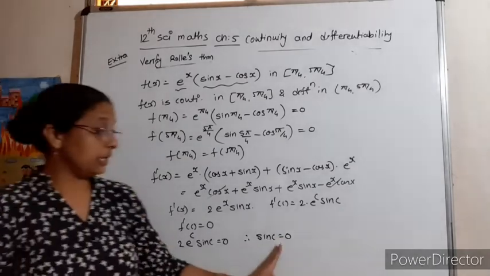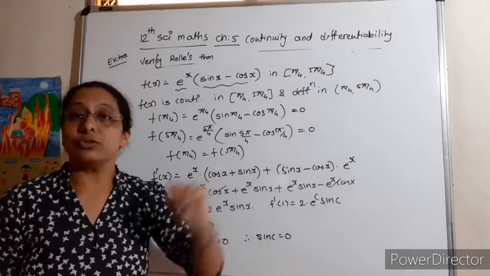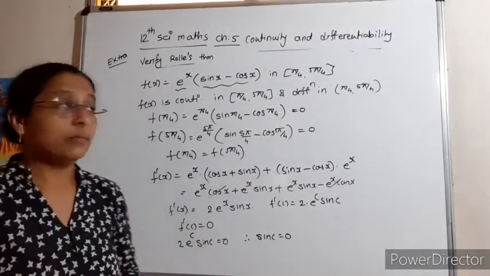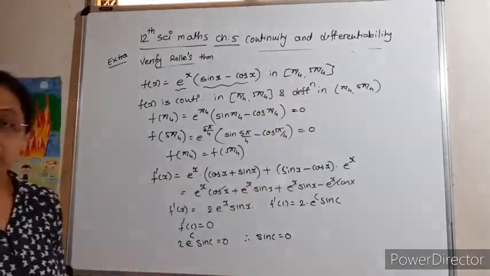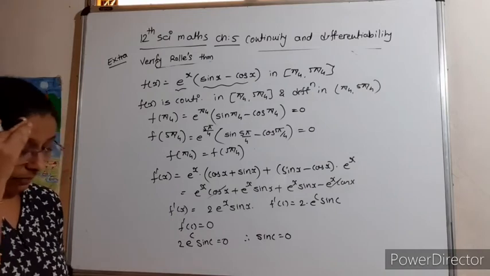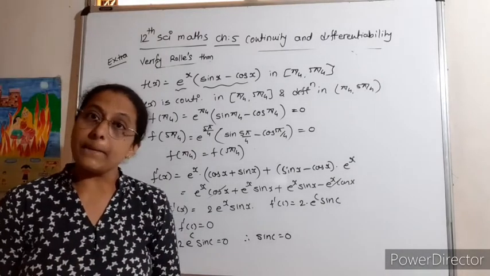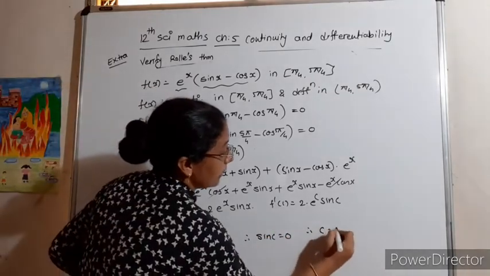What is the zeros of sine? That is pi n, n belongs to Z. Pi, 2 pi, 3 pi, 4 pi and all are 0. But our interval is pi by 4 to 5 pi by 4. pi by 4 to 5 pi by 4 में क्या आ जाएगा? It is pi. Right? Okay. So that we can say that c is equal to pi.